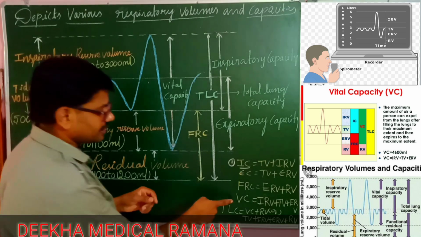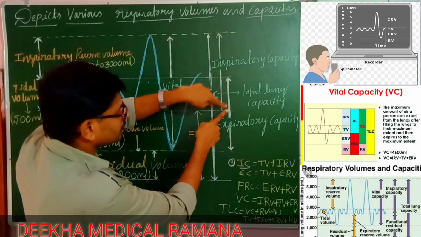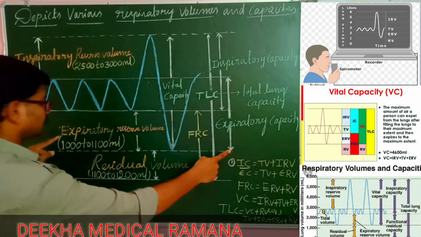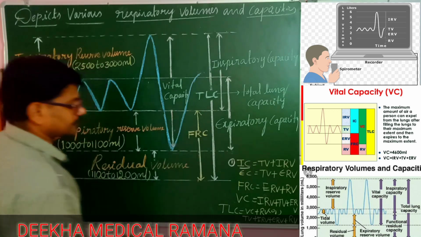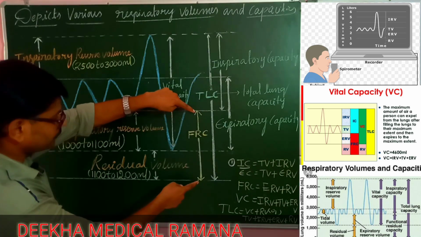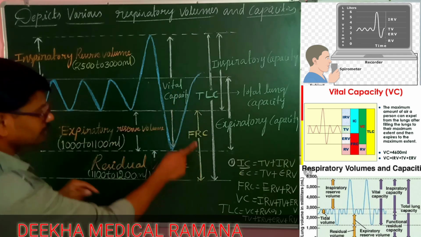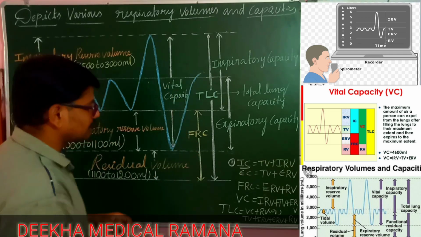What is meant by expiratory capacity? Expiratory capacity is tidal volume plus expiratory reserve volume. Both together are called expiratory capacity. What is meant by functional residual capacity? By the combination of expiratory reserve volume and residual volume, we get the functional residual capacity.